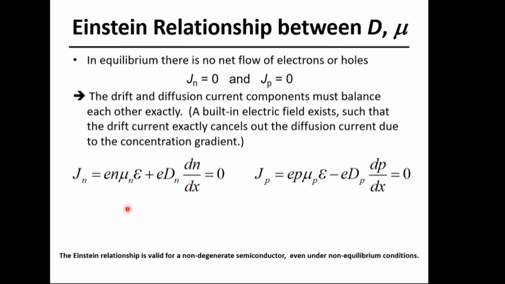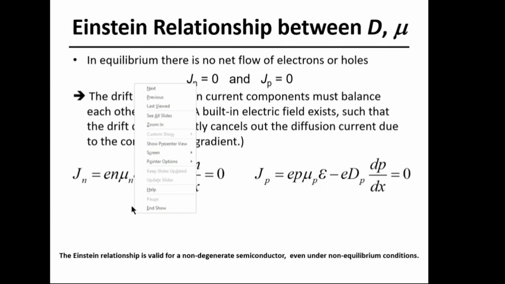So we assign this equation. In case you're asked to derive the Einstein relation, I will say under equilibrium, the net flow of currents of electrons and holes is 0, then you know that this equation is equal to 0 and this equation equals 0.